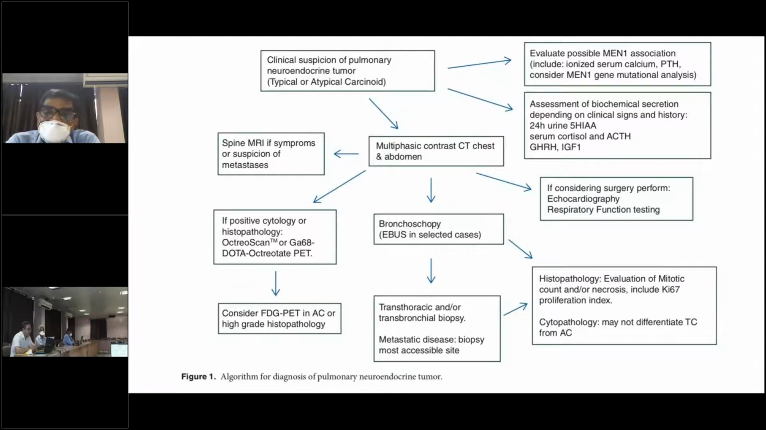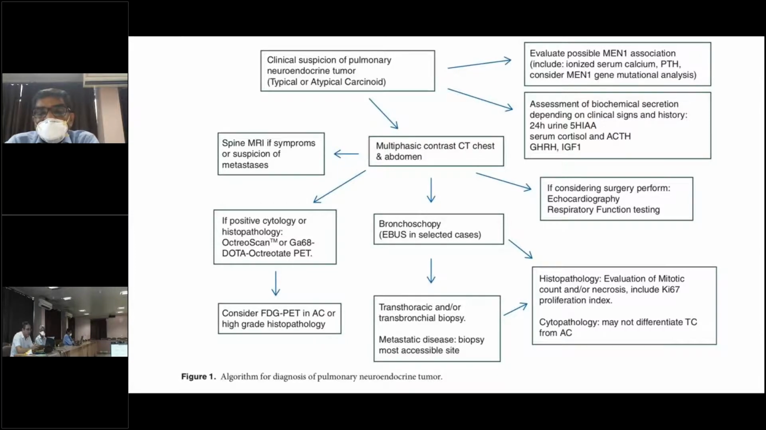MRI and Dotanoc PET scan are very basically... Dotanoc PET scan is considered the tool to diagnose the pulmonary carcinoids. Bronchoscopy should be done, and an EBUS biopsy can be done in patients where the lesion is central. Central means very close to the bronchus. And when the lesion is peripheral, that is in the lung, then the resection of the lung should be done.